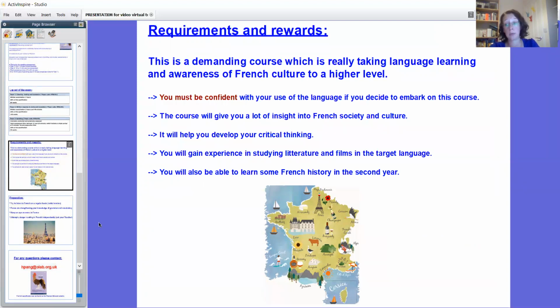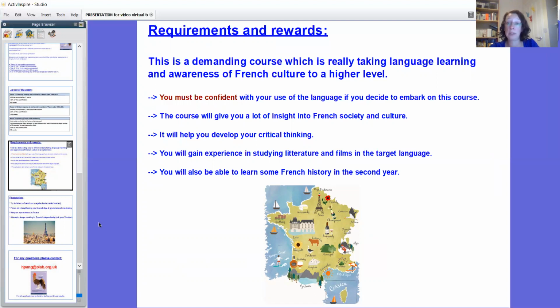So in order to embark on this course, we always advise that you must be confident with your use of the language, and especially your use of grammar. It is very important because you will have to build on strong foundations to be able to access the level of language and grammar that you will need for this course.